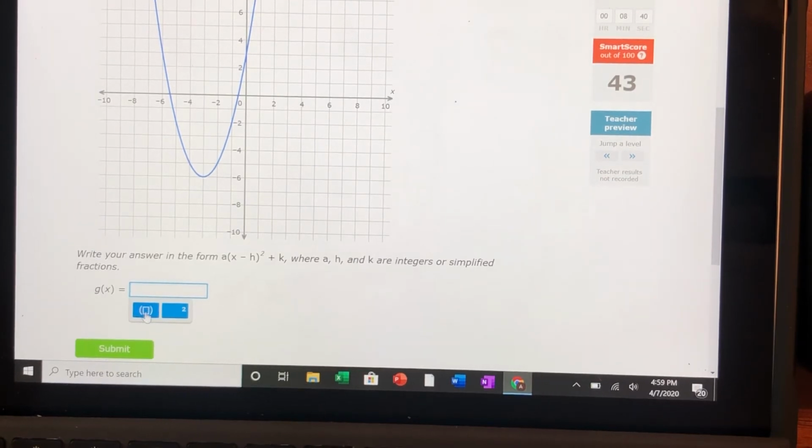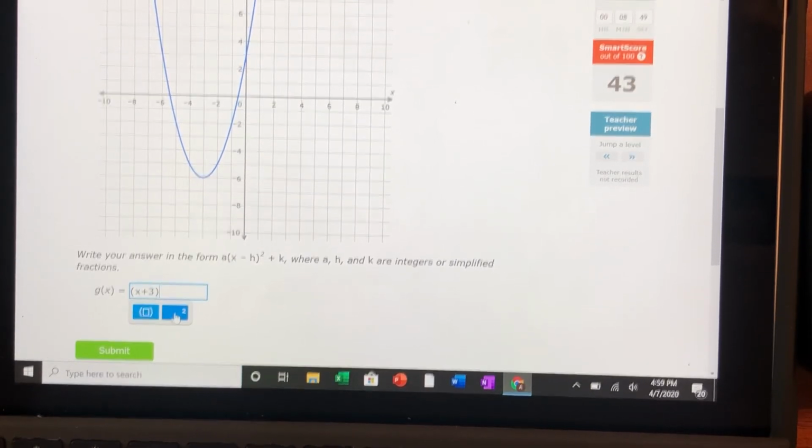So inside of the parentheses, again, shifting to the left means it's x plus 3 quantity squared, so don't forget to square that because this is a parabola, and then we're going to have a minus 6 because this is a vertical shift downward.